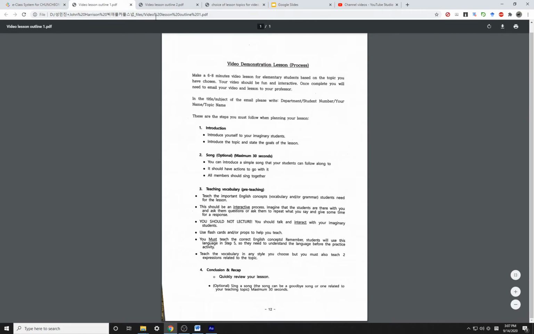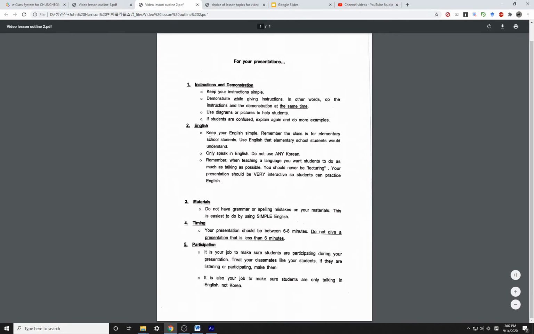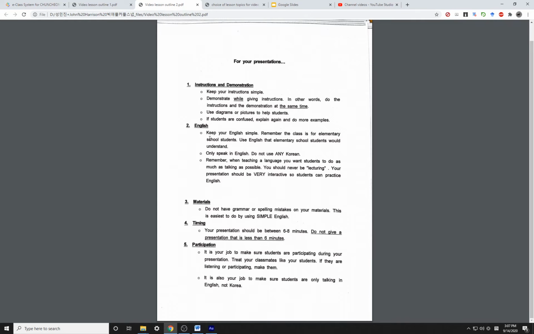All right. Now, here's some more tips for us. For your instructions and demonstrations, keep the language that you use simple. You have spent the past 3 years learning English as an esoteric language for your university entrance test, your Suneung. But now you need to go back to elementary school English and how it can be comprehensible to elementary school students. So something that's helpful there, demonstrate the task while giving instructions. Do and give instructions at the same time. Using diagrams and pictures can help. Keep your English simple. Keep your English easy.